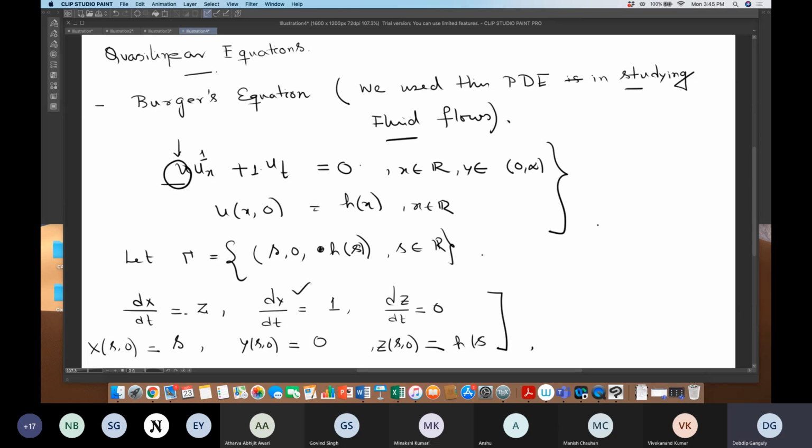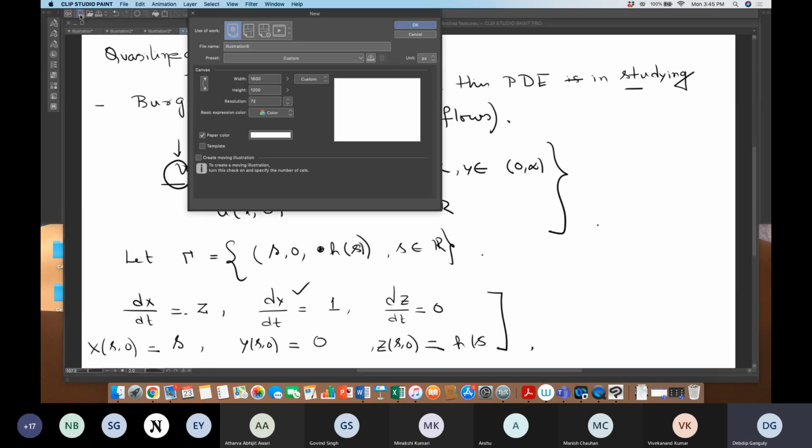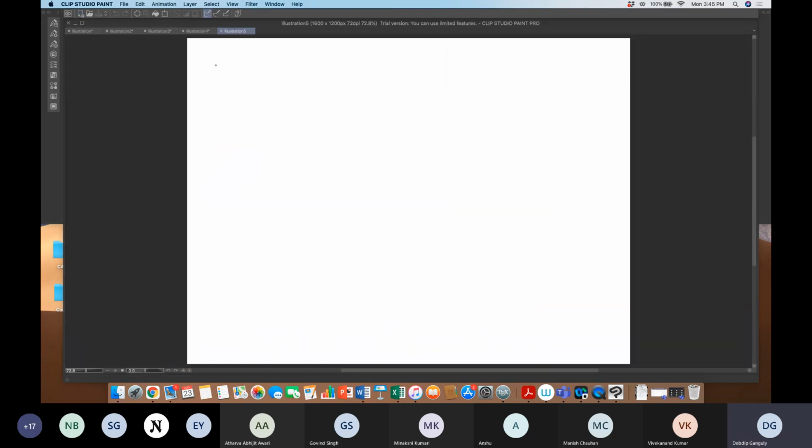From here, first you try. dy by dt equal to 1. So y is y naught plus t, but y at (s, 0) is 0. So y equals t plus some y naught, and at time t equal to 0, that y naught is equal to 0. So y equal to t is the solution. First, y equal to t.